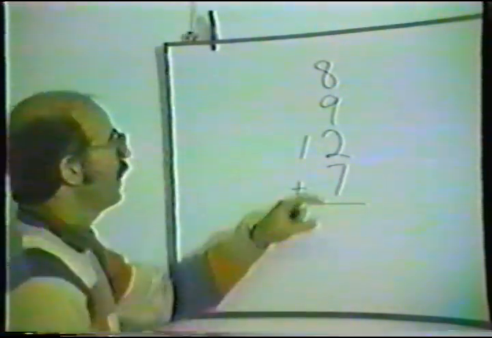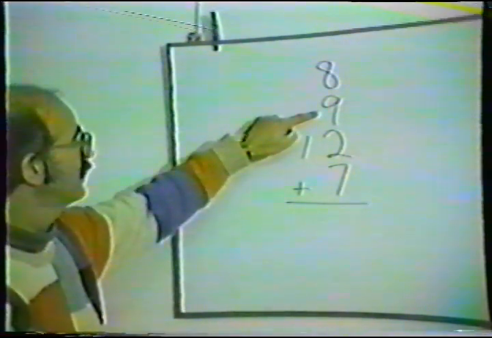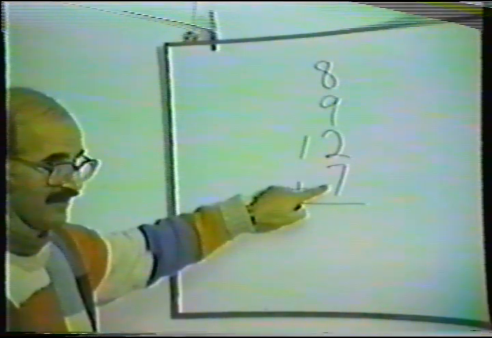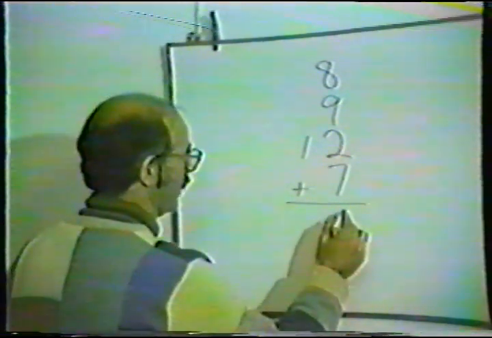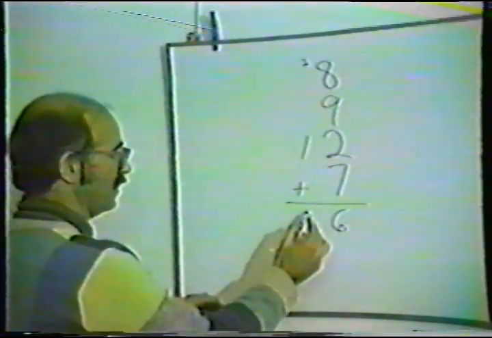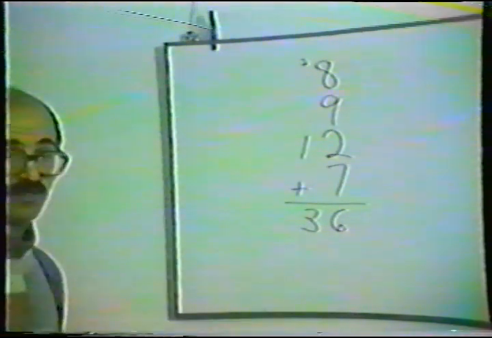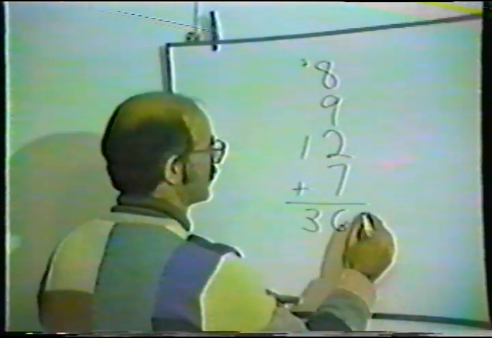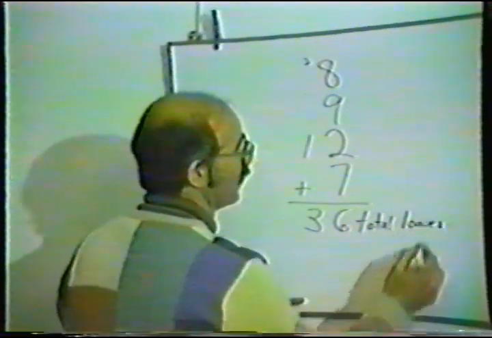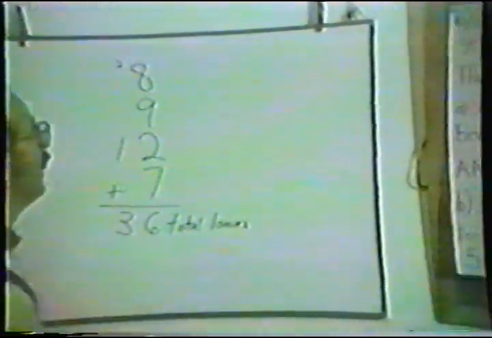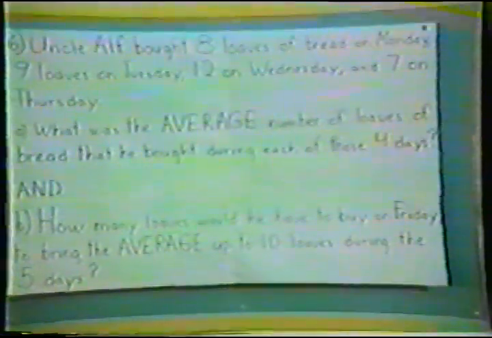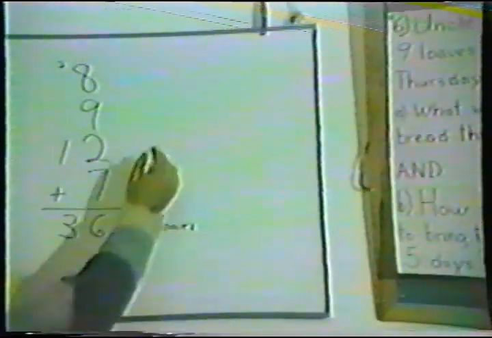Let's add them up. 8 plus 9 is? 17. Plus 2? 19. Plus 7? 26. Put down the 6 and carry the 2. 2 plus 1 is? 3. So we have our total of 36 total loaves of bread. But we have 4 days. We have Mondays, Tuesdays, Wednesdays, and Thursdays. So we divide by the 4.